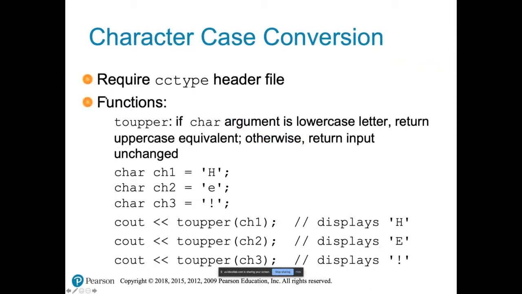When you see the word toupper, you think of something, an action, to do something. So it is also part of cctype, but toupper takes a character, and if the character is lowercase, return the uppercase equivalent. Let me repeat that, uppercase equivalent. Otherwise, return input unchanged.